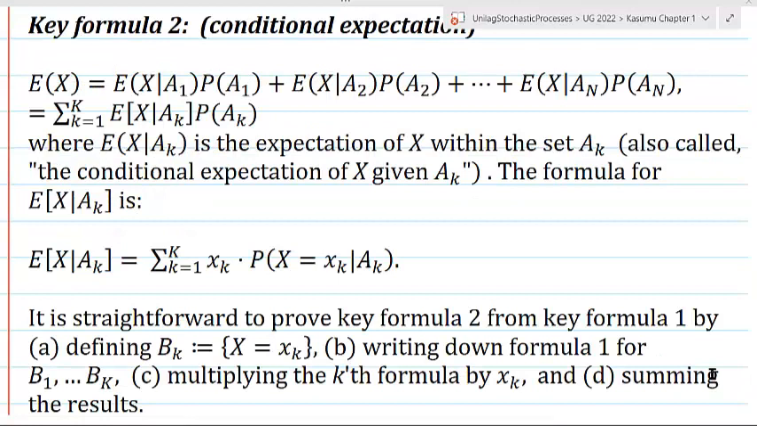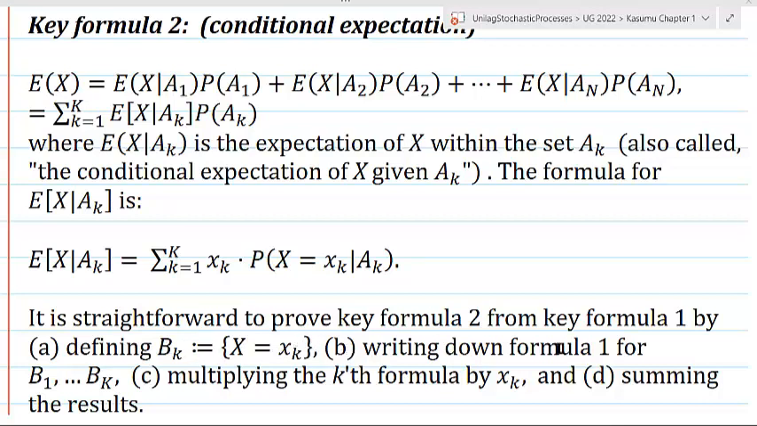First, we define an event associated with each value of the random variable x. Specifically, we define the event bk to be equal to the event that x equals xk. Remember the difference. Random variables take values. Events are either true or false. If x takes that value xk, then bk is true. If x does not take the value xk, then bk is not true.